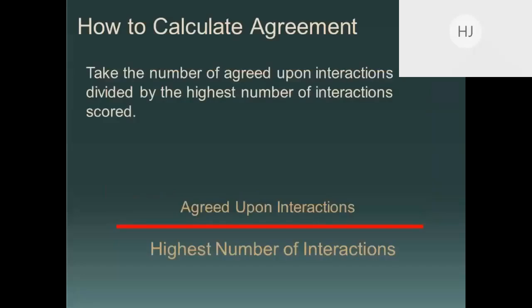So, how to calculate agreement. There are a lot of different formulas out there for calculating IOA. However, we want to calculate agreement, and to do so, we take the number of agreed-upon interactions divided by the highest number of interactions scored. The highest number means whatever the bigger number is by any one observer. We'll talk about that more in depth on the next few slides.